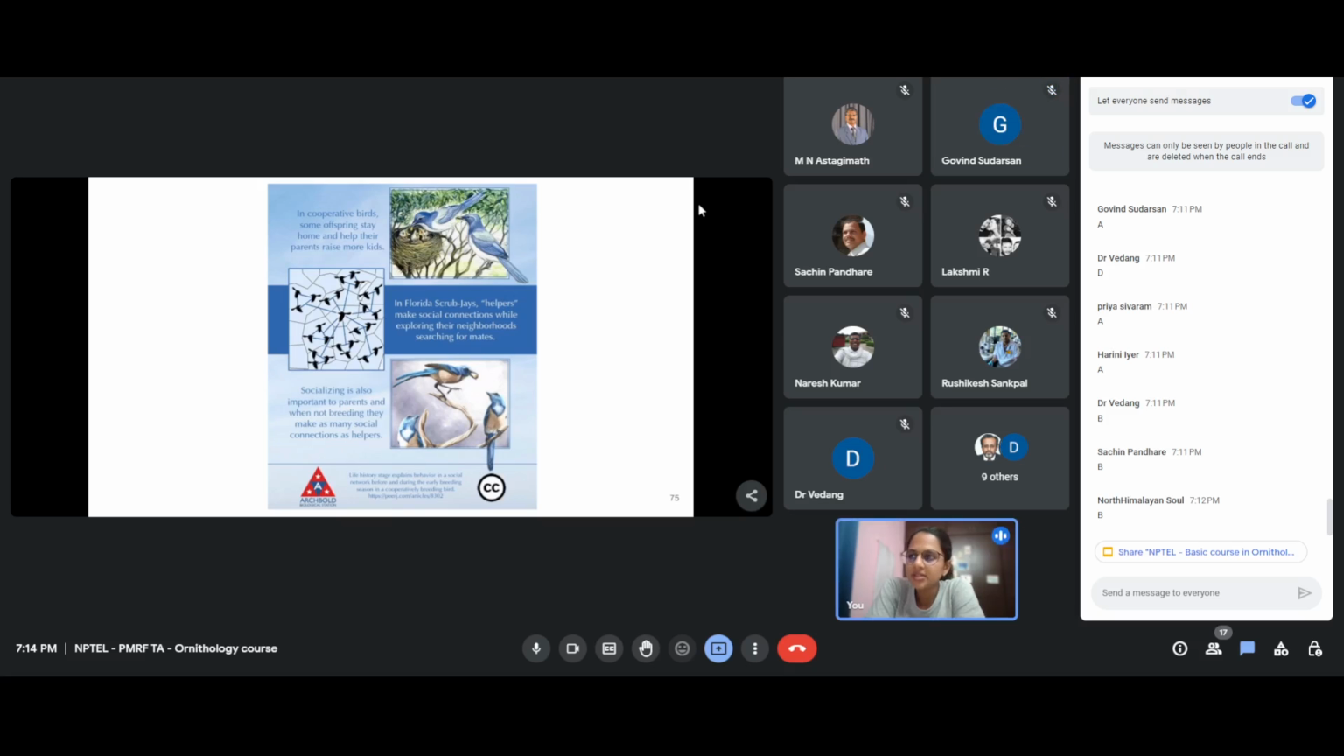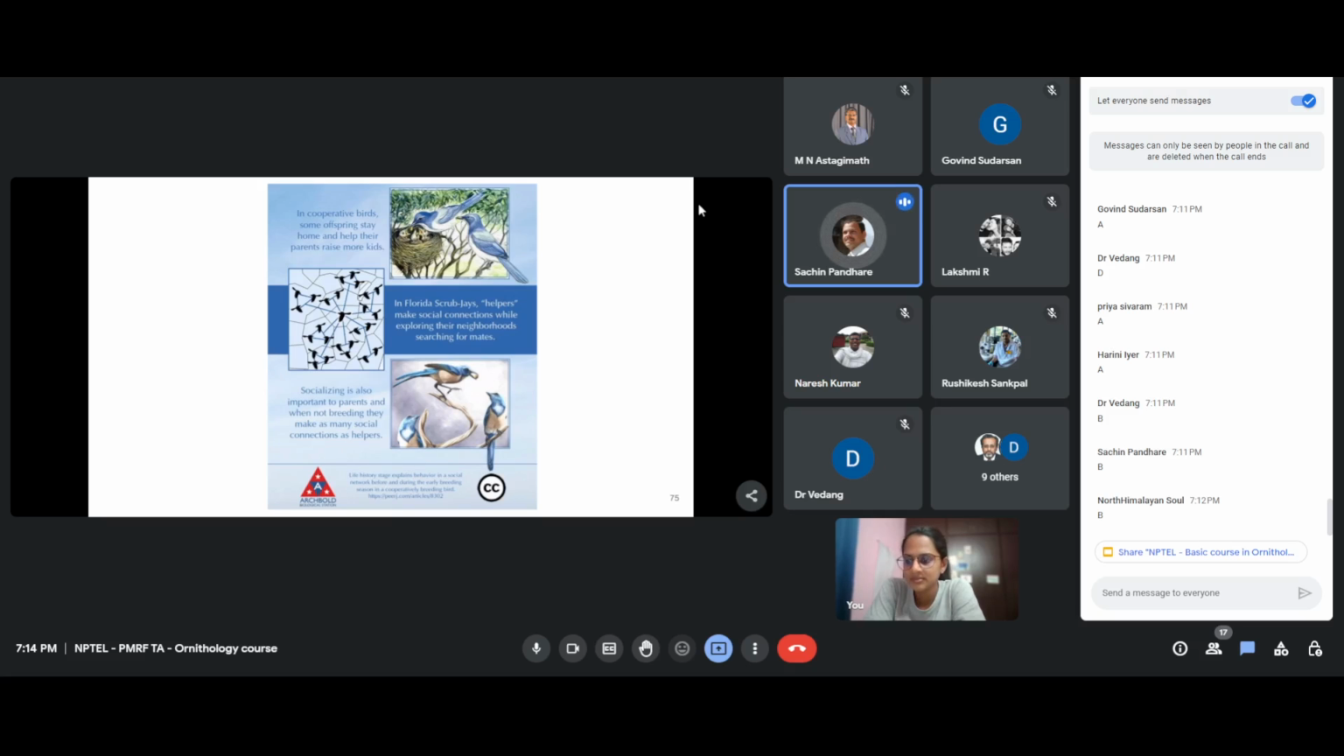I think Florida scrub jays were covered, or at least mentioned. Well, they were mentioned, but I don't think their social structure was covered. They were just mentioned as cooperative breeders. Okay, so then we can discuss more. If anyone has any idea about them, yes, Sachin.